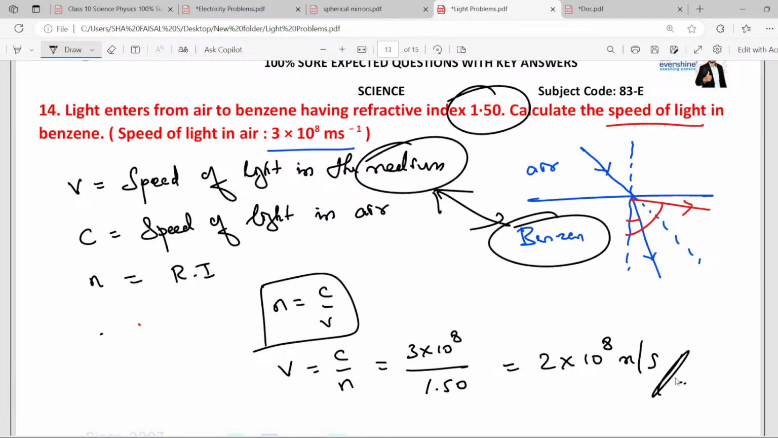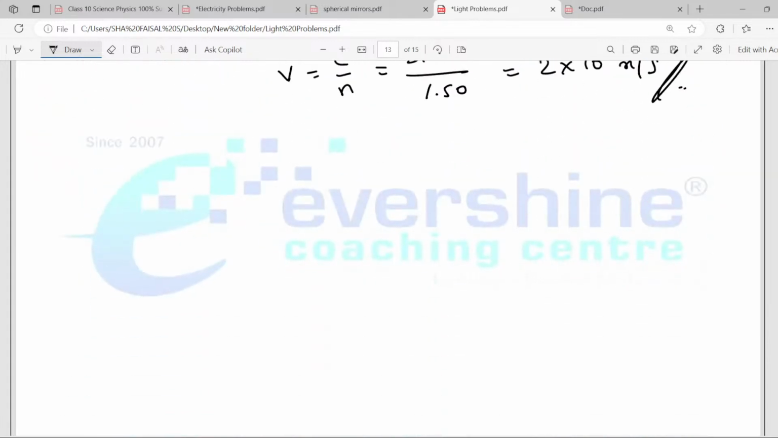In this case, whether the light is moving towards the normal or away from the normal, can you tell me? In this case, the light is moving towards the normal or away from the normal. See students, this is one interesting note, right? Let me give a small information regarding this.